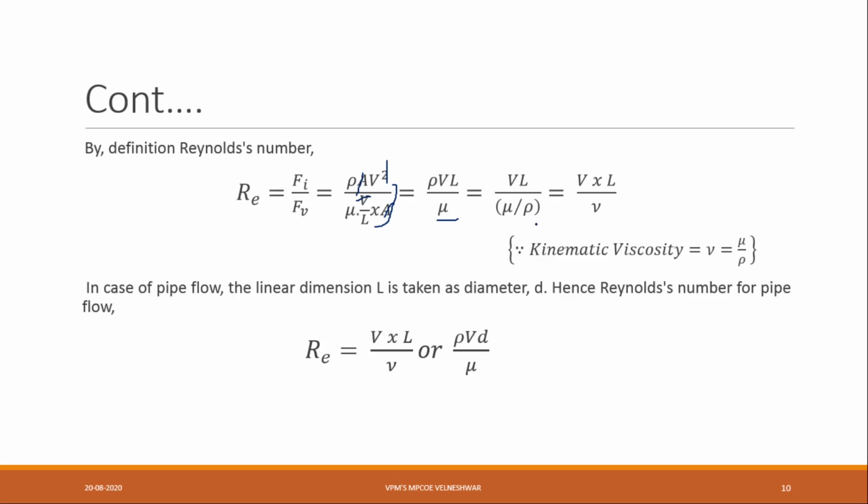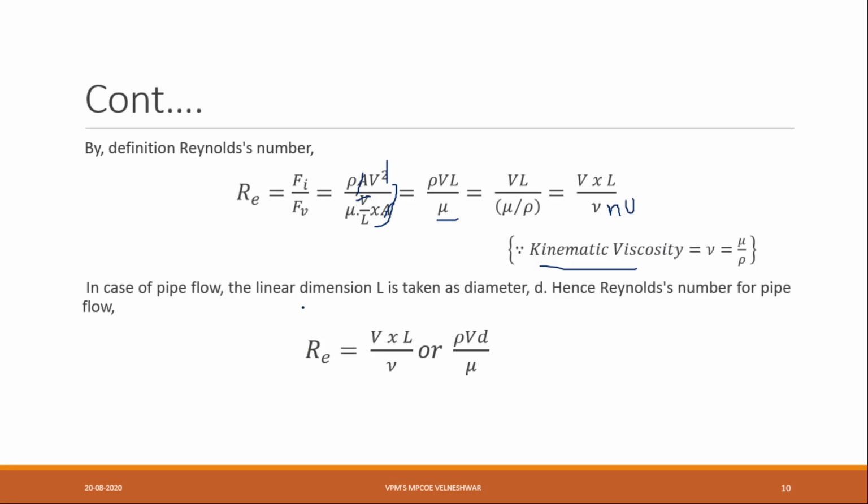Here, what is mu upon rho? Kinematic viscosity. This is not V, this is nu. Nu is equal to mu upon rho. So finally, V into L divided by nu.